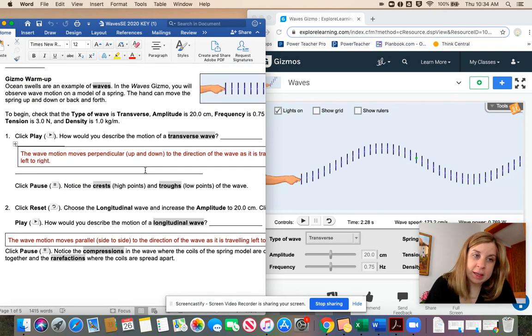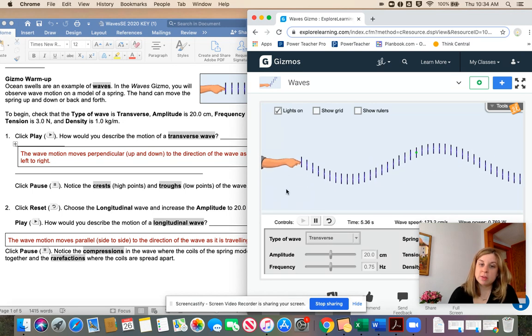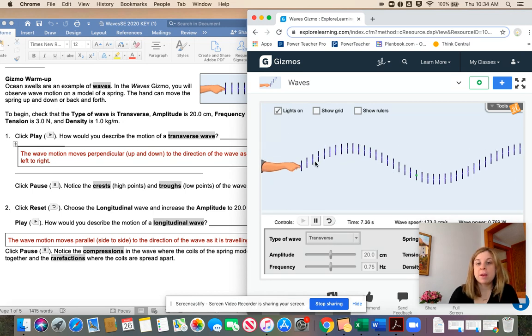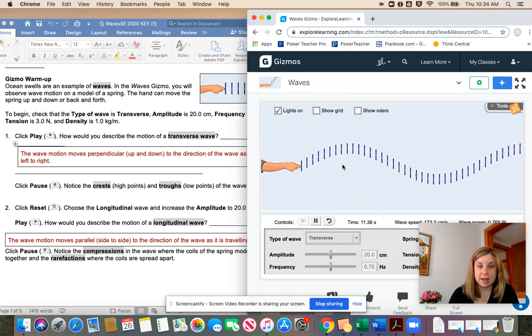So now we have our gizmo warm-up. In our gizmo warm-up, we're first looking at the motion of a transverse wave. So if you look at the gizmo over here, I have transverse all set up, and I press play, and we see the wave motion, or the disturbance, is going up and down, but the wave is traveling left to right. Okay, so you should see that.